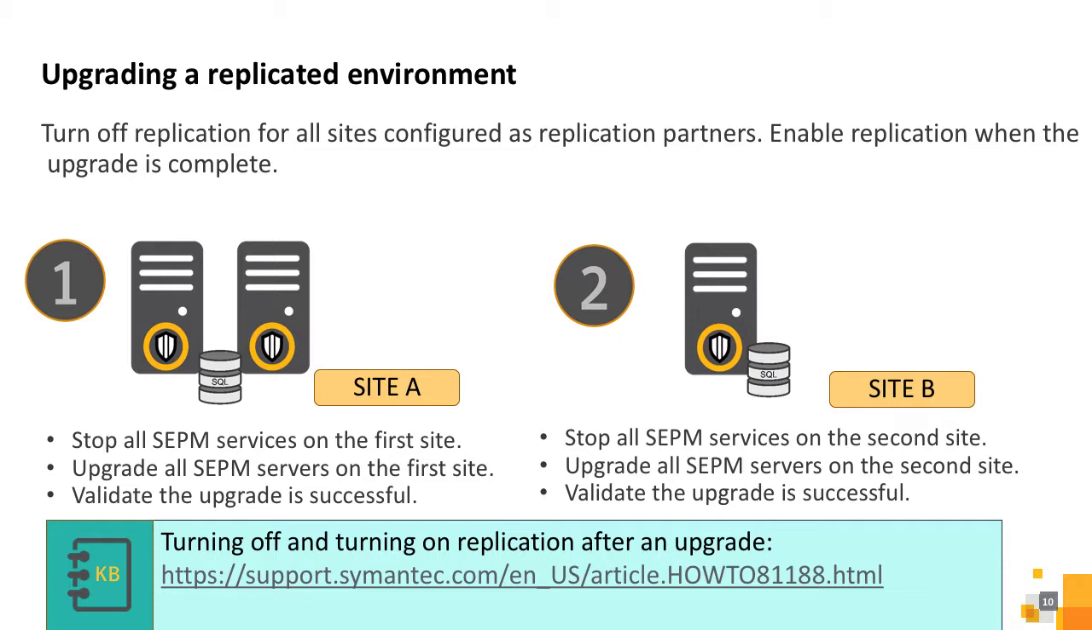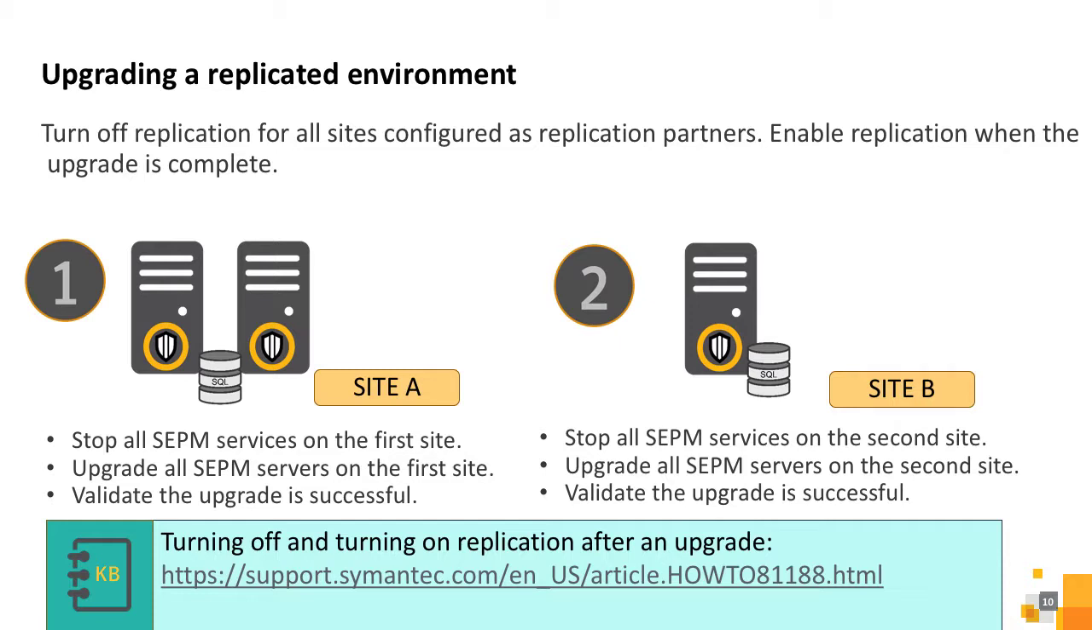For both Site A and Site B, turn off replication. The KB listed on the slide describes how to delete the replication partner for all sites configured as replication partners. On Site A, stop all SEPM services on the first site. You stop the Symantec Endpoint Protection Manager service on each management server by opening Windows Services. Select the Symantec Endpoint Protection Manager service and choose Stop. Repeat this procedure for all installations of the Symantec Endpoint Protection Manager linked to the same site.